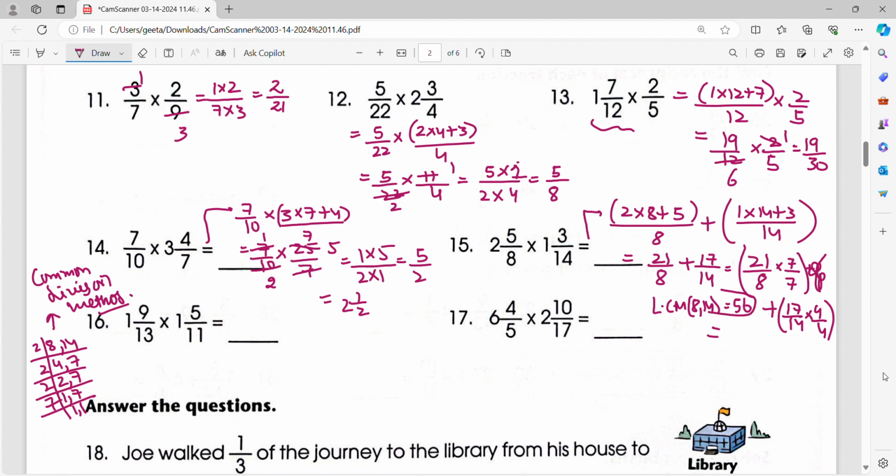14 for the 56, right? 14 times 4 is 56. So now you multiply this 20. I'm doing the multiplication part for you. We are left with 21 into 7 is 147 and 8 7 the 56. All this is multiplied in between, okay?